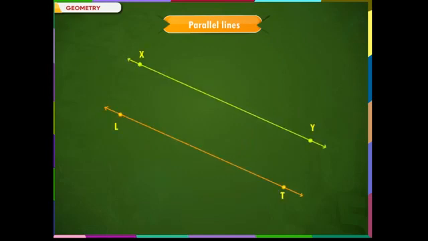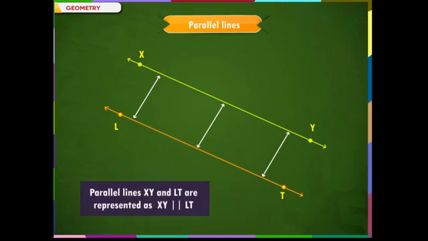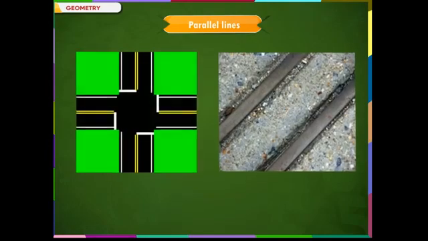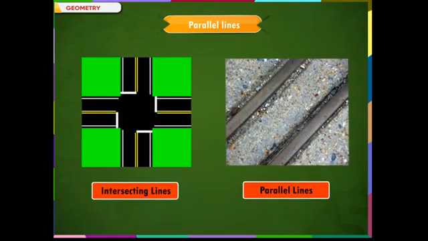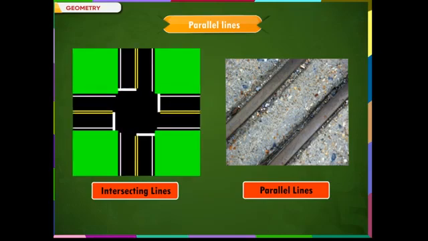Now let us observe the lines XY and LT on the screen. They do not meet at any point. Such lines are called parallel lines. Such lines always have a fixed distance between each other. Parallel lines XY and LT are represented as. We can see intersecting lines and parallel lines in our everyday life. For example, intersecting roads and railway tracks respectively.